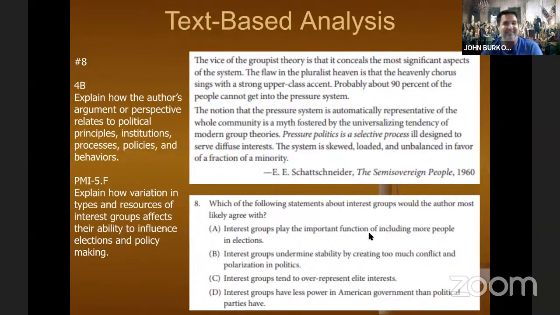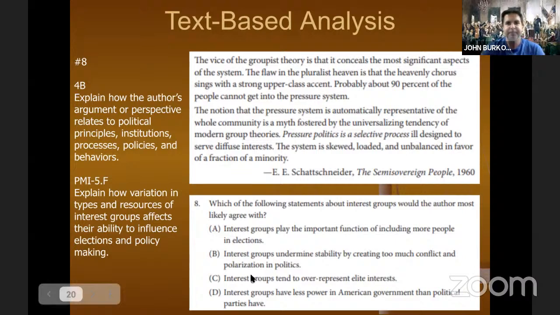No, it doesn't seem like it. B: interest groups undermine stability by creating too much conflict and polarization in politics. C: interest groups tend to overrepresent elite interests. That seems to be very consistent with his argument, based on what is mentioned here, especially that fraction minority and strong upper class accent. D: interest groups have less power in American government than political parties have. Political parties, he's not really getting into that. So you have C as your best answer.